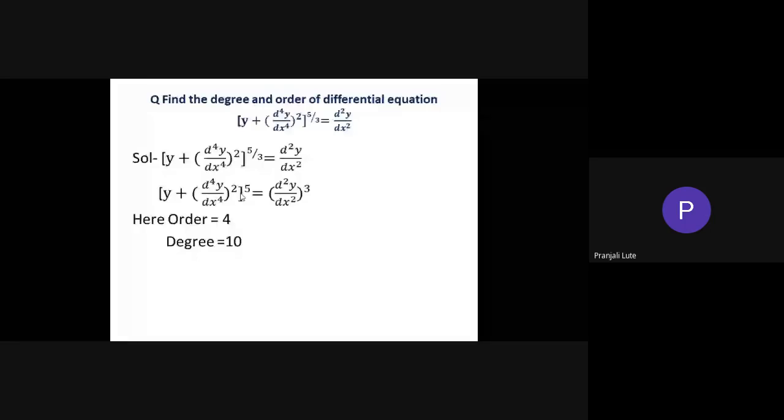So the order of that differential equation is 4, and this is the highest derivative, and the power of the highest derivative after simplification is 10. So the order is 4 and the degree of that differential equation is 10. Next.